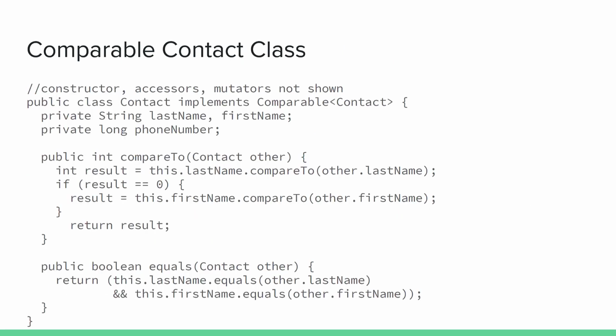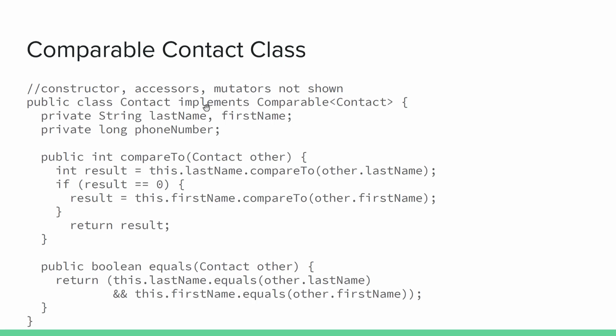As an example of how the comparable interface can be implemented in a class, we have this example contact class that represents an object that you might find, say, in a phone contact list. The instance variables for this contact include a string for a person's last name and first name, and then a long integer for phone number. Because I need to fit this on a slide, I've left out things like the constructor and any accessor and mutator methods. All that's shown here are methods that apply to the comparable interface.